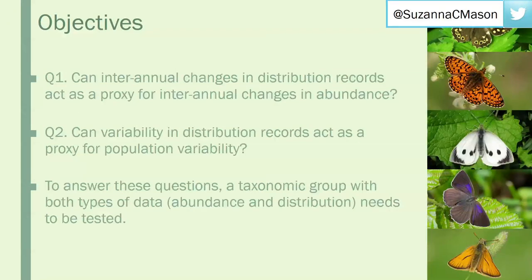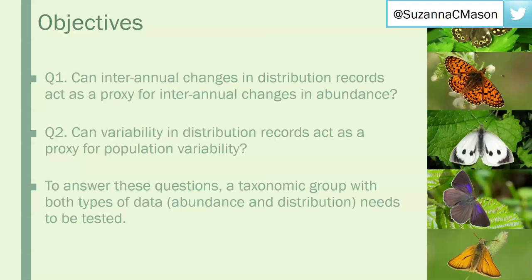We were just answering two questions. The first one is, can interannual changes in distribution records act as a proxy for interannual changes in abundance? In other words, if you have a series of year-to-year changes in the abundance of a species, and you get the same year-to-year changes in the number of distribution records, are there the same patterns? Do they have a good relationship?